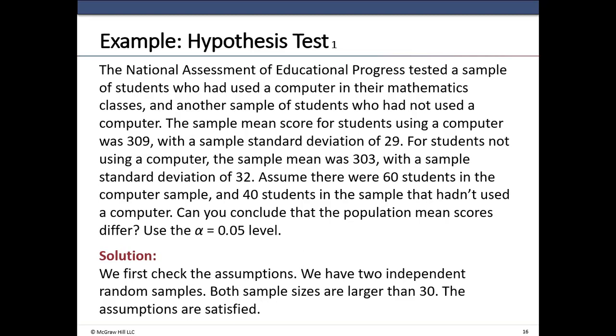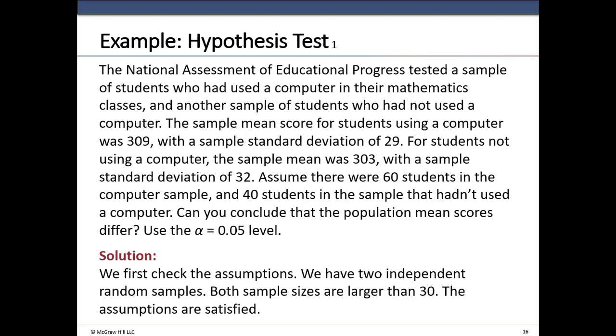Pooled, we will say no always. That means we are not assuming that the population standard deviations of the two situations are equal. So pooled no means we are assuming that the population standard deviations of the two different groups are not equal. Okay, pooled is no, and we go to calculate.